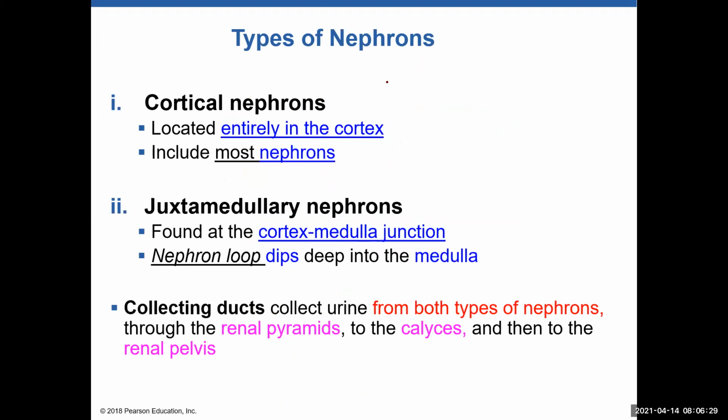But in today's class, we'll talk about the different types of nephrons. We have cortical nephrons and juxtamedullary nephrons. So what are cortical nephrons? Cortical nephrons are, as per your book, located entirely in the cortex. You know what the cortex area is, right? If this is the kidney, this outer, superficial area is called the cortex.